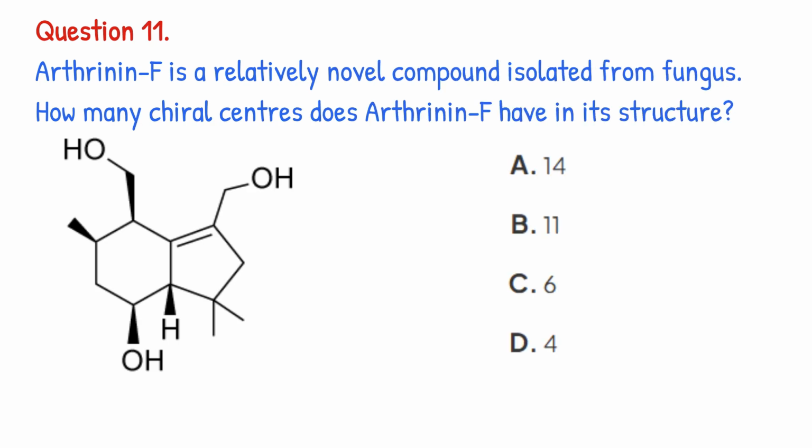Question 11. Arthronin F is a relatively novel compound isolated from fungus. The structure is shown below. How many chiral centers does arthronin F have in its structure? The correct answer is D.